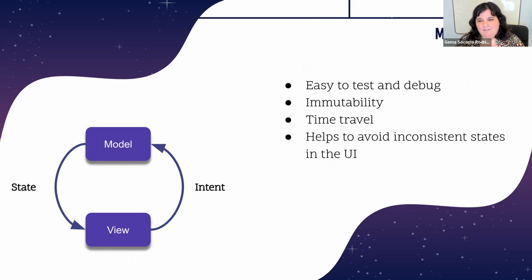It also helps to avoid inconsistent states in the UI, because if you implement it in a way that a first intent modifies the state, and then you have another intent that modifies the state, you are not going to have an inconsistent state. Also, it depends on how you implement the reducer, which is one of the most important parts, but it's not likely that you are going to have any.